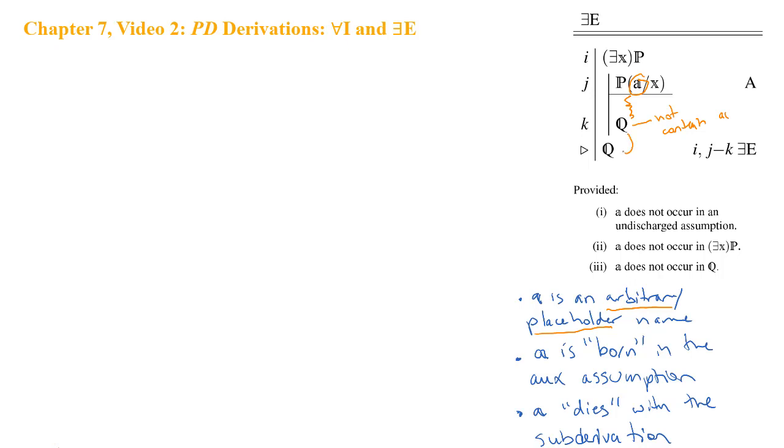And then we can move that q out. So in a sense, that constant is born in the auxiliary assumption, and then it dies when we close the subderivation. Let's see how this works in practice. Consider the following argument.